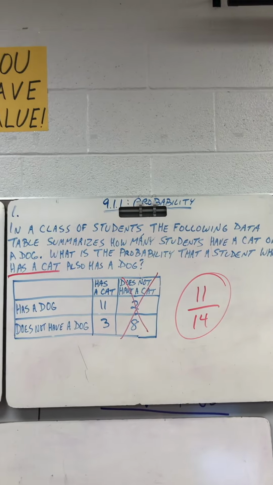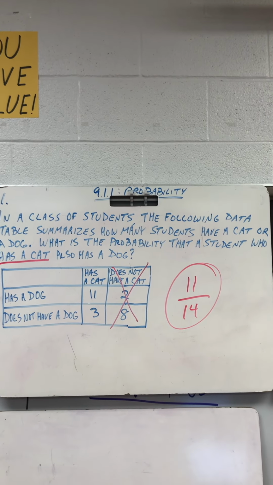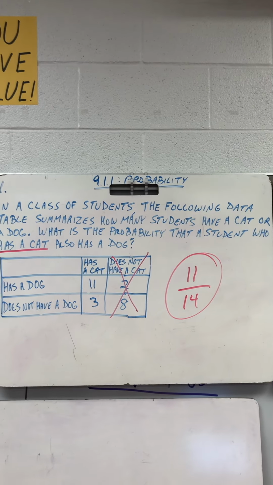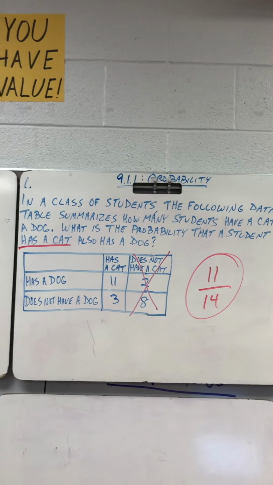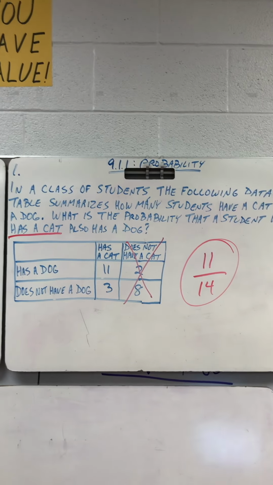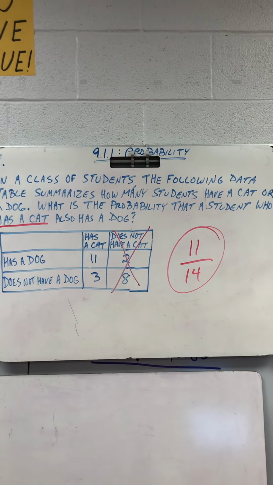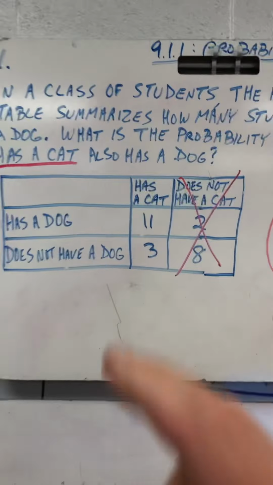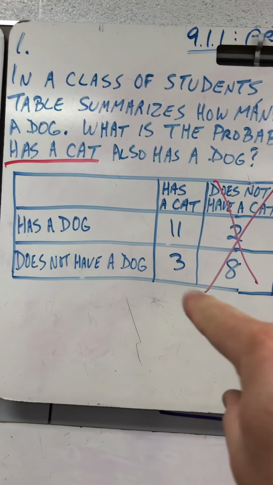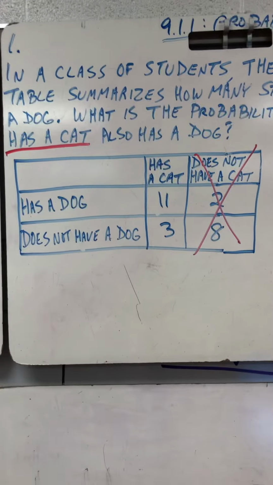In a class of students, the following data table summarizes how many students have a cat or a dog. What is the probability that a student who has a cat also has a dog? So when we're saying the probability of a student that has a cat, then we're just going to talk about the section where the student has a cat. We don't care about the section, the student that doesn't have a cat.